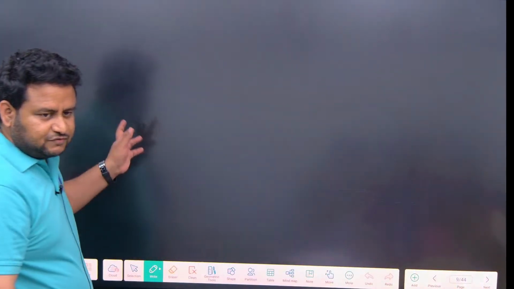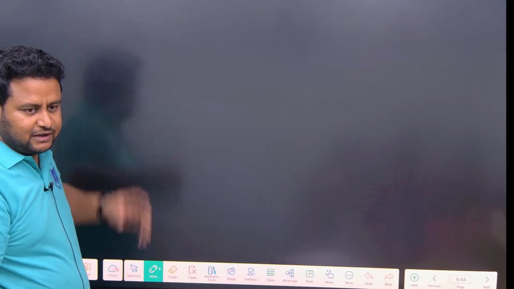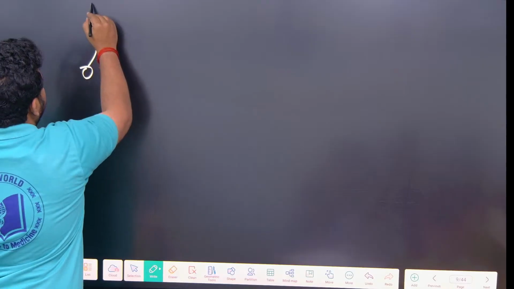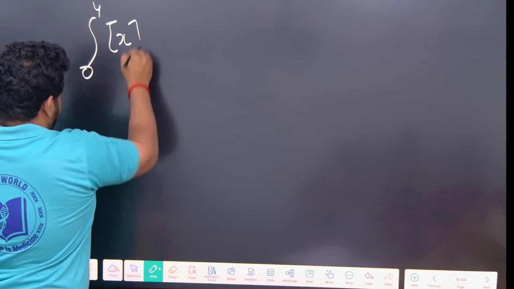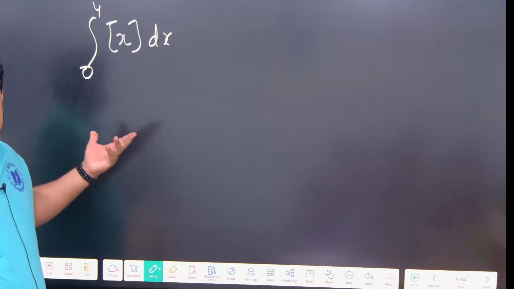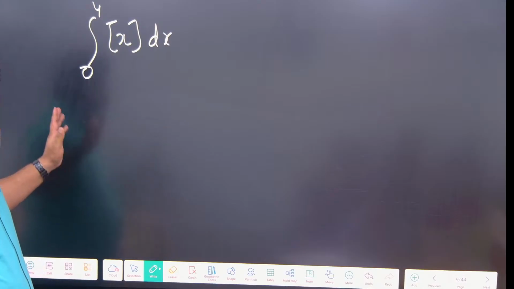Sometimes, when it comes to definite integration, they are not giving a step function, but still we will learn. Suppose they give step functions, like the integral from 0 to 4 of step function of x dx. At this time, how to take the interval, how to split? Just wait.